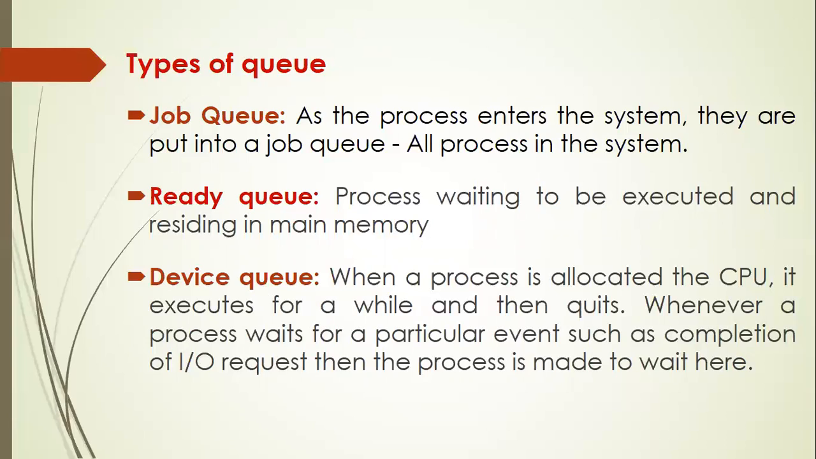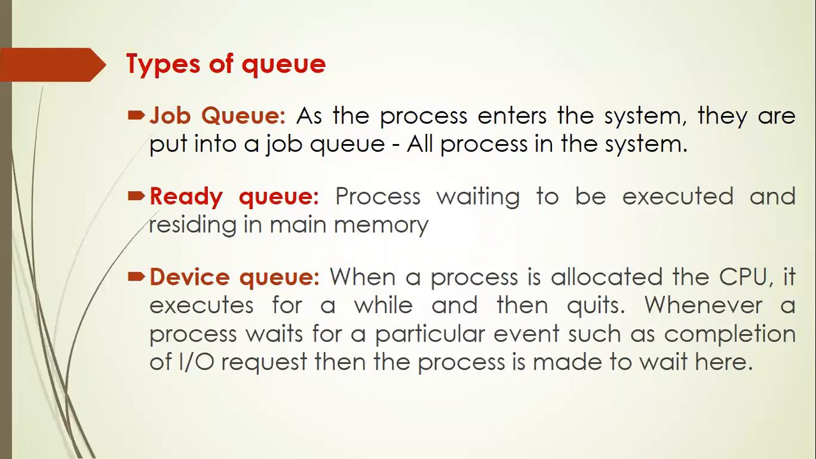But now, depending on your main memory capacity, suppose your main memory can accommodate only 5 programs at a time. In that case, out of the 100 programs in the job queue, any 5 programs should be transferred from the job queue to another queue. That queue we call the ready queue.